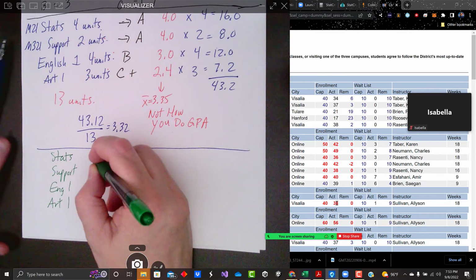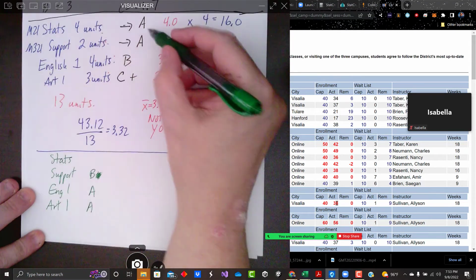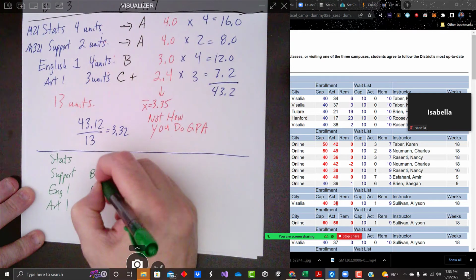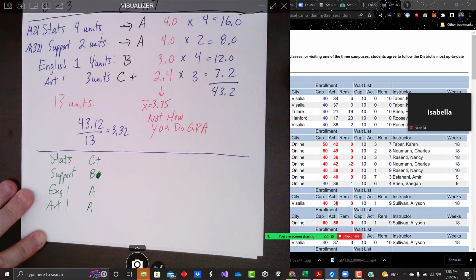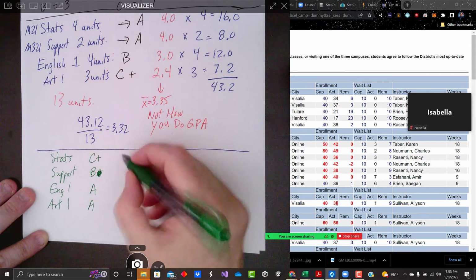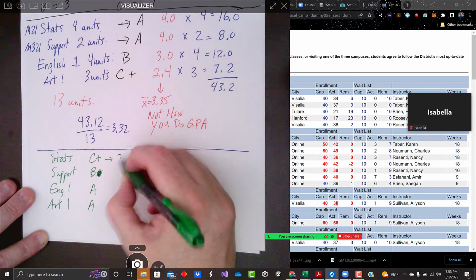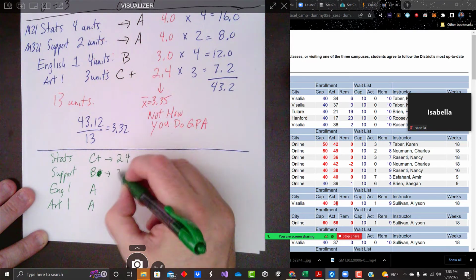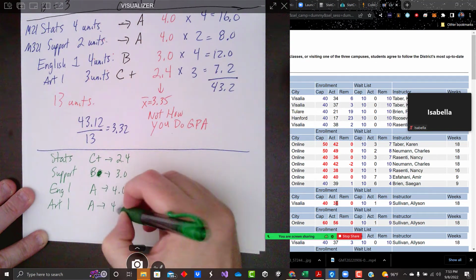Math sucks. Oh, wait. I need to be consistent. I want to have the same grades. I had A, B, and C plus. So support, you got a B. Stats, you got a C plus. What would your GPA be here? So this is worth 2.4. This is 3.0. This is 4. And this is 4.